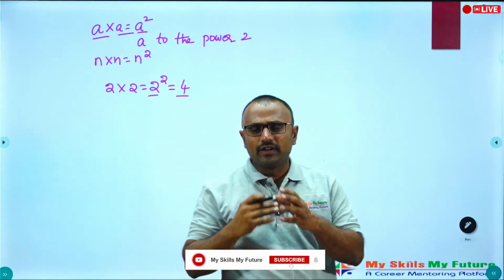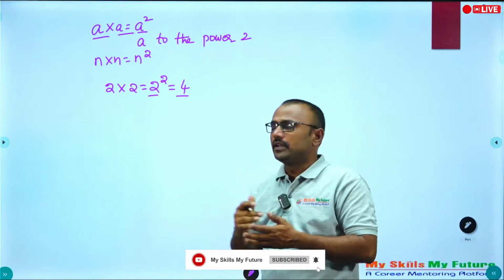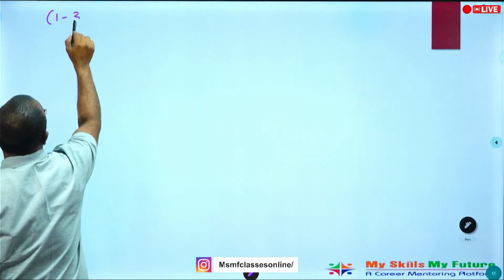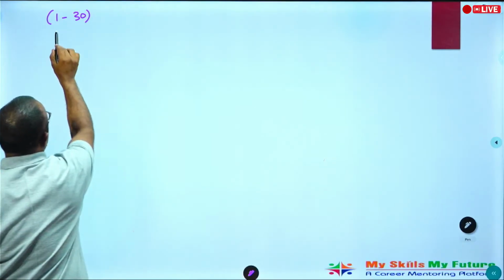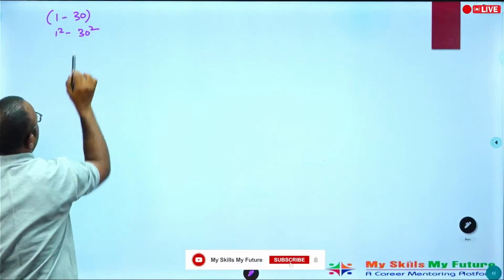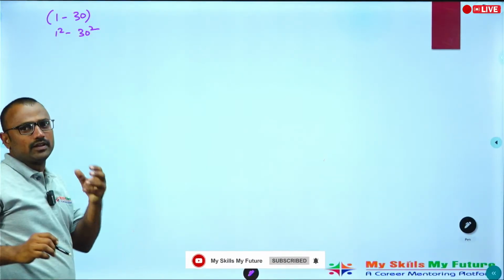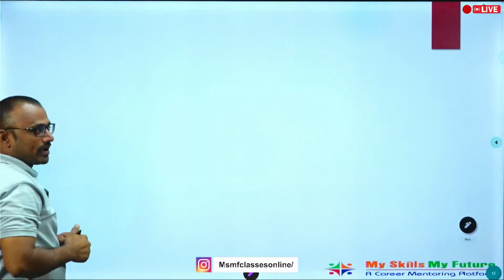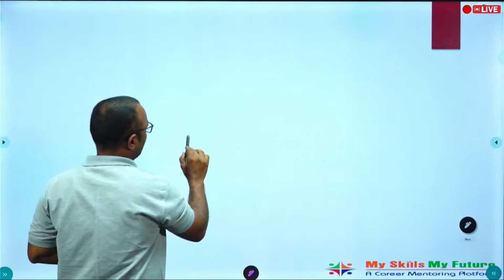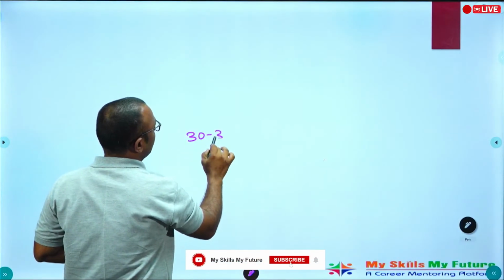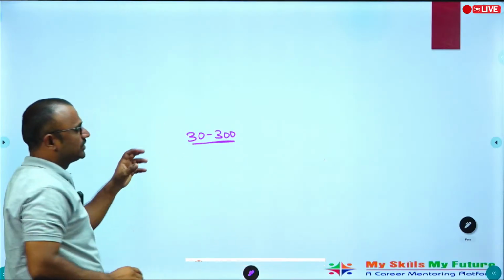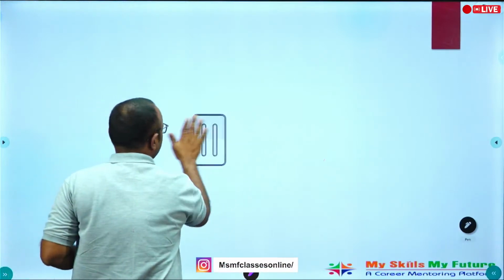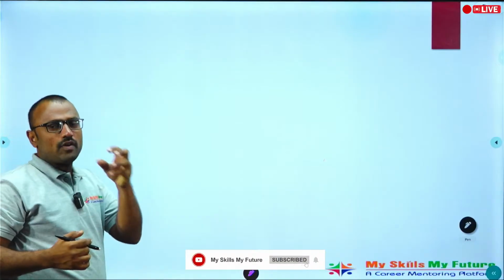The candidate must remember the squares from 1 to 30, at least 1 square to 30 square must be remembered by the aspirant. First of all, we discuss the squares from 1 to 30. Then after that I will give a shortcut technique to find the squares from 30 to 300. You can apply the same logic up to 1000 by practicing the same technique. So see here, I will write the squares from 1 to 30.